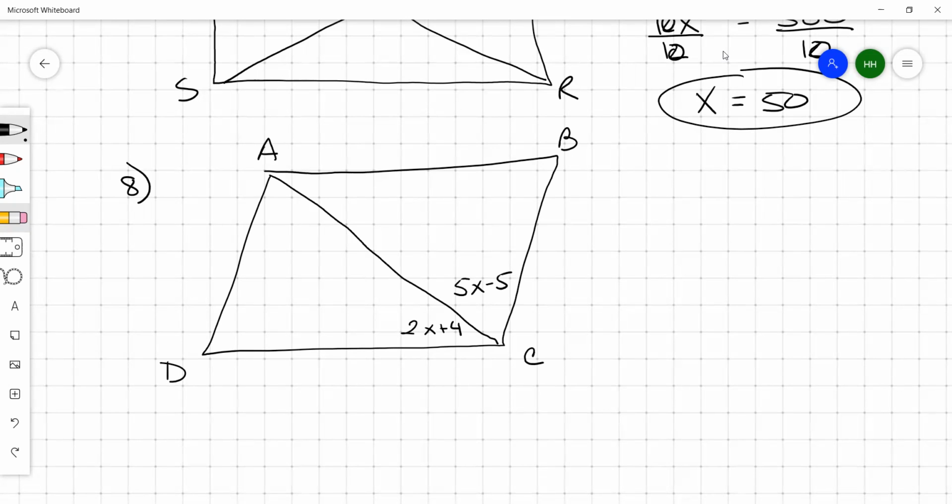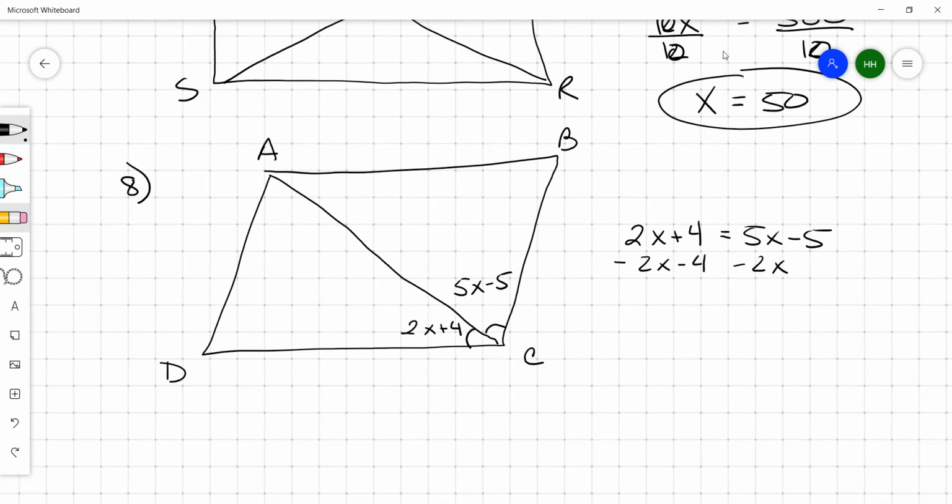All right. In order for this shape to be a rhombus, this diagonal has to bisect this angle. Agreed? Diagonals in a rhombus bisect opposite angles. So for this shape to be a rhombus, 2x plus 4 has to equal 5x minus 5. So if you solve for x here, it's going to tell you what x has to be equal to in order for this to be a rhombus. So subtract 2x and subtract 4.